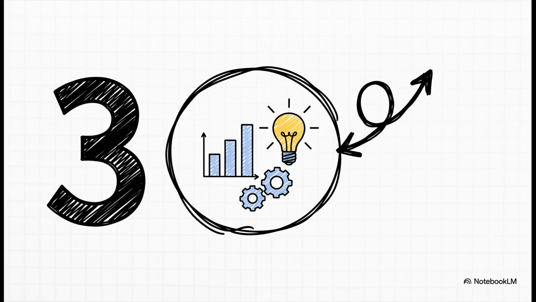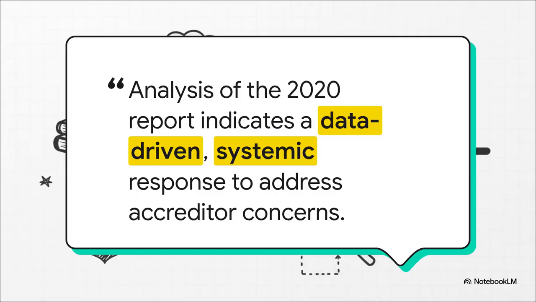And finally, step 3. What's the conclusion? As we start digging into the report, a pretty clear pattern shows up. Words like assessment, data, and strategic plan just keep popping up over and over. So the big takeaway is that the college's response wasn't just some quick fix. No, they implemented deep, systemic changes, all driven by data, to tackle their core academic and financial problems.